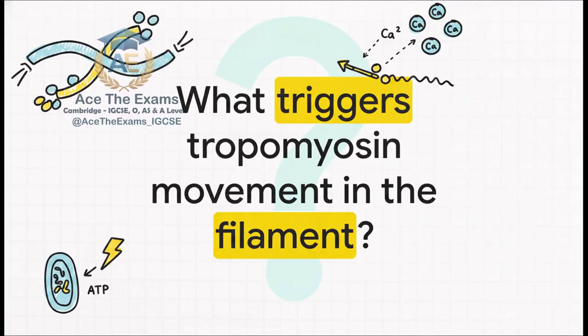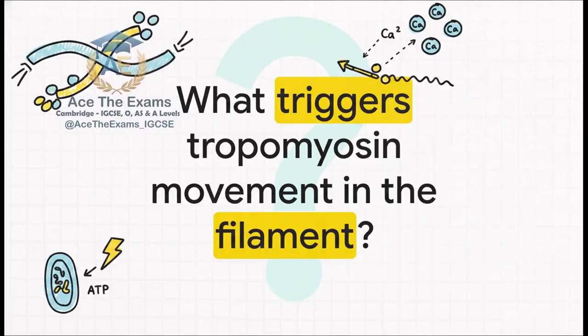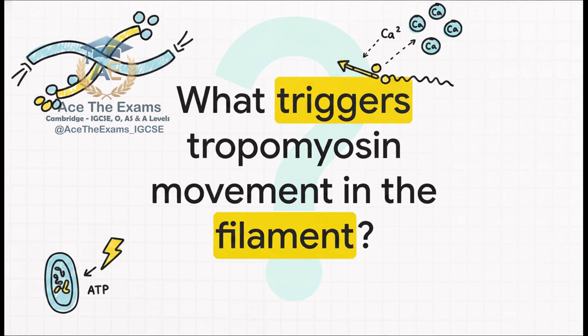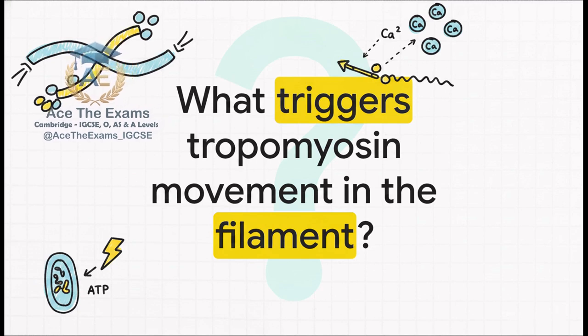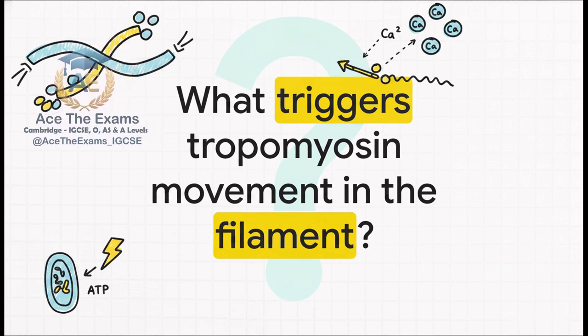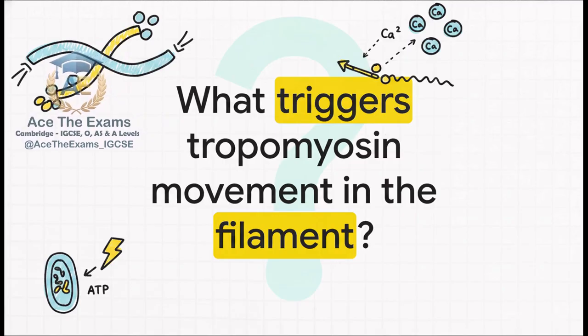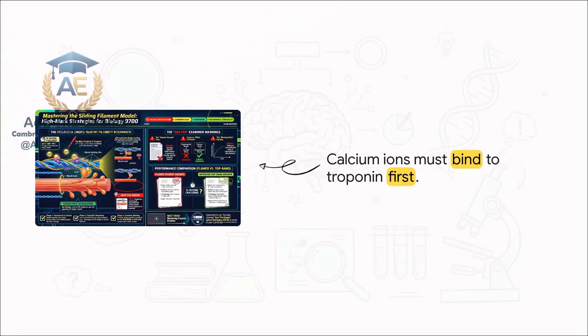Now, let's turn this into an active interrogation with a quick spot the error challenge. I want to test if you're falling into a really common examiner trap, confusing cause and effect. You have 15 seconds. What precisely triggers tropomyosin movement in the sliding filament model? Think about the exact sequence of events. All right, time's up. Let's see how you did.